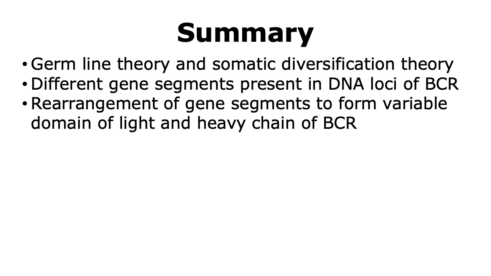With this, we come to the end of our talk, where we learned about the germline theory and somatic diversification theory that try to explain the diversity that was observed in the case of immunoglobulins. We also learned about the different gene segments that are present in the DNA loci for the BCR, which includes the heavy chain locus and the light chain locus. We also looked at rearrangement of these gene segments to form the variable domain of both the light and heavy chains of the B-cell receptor.